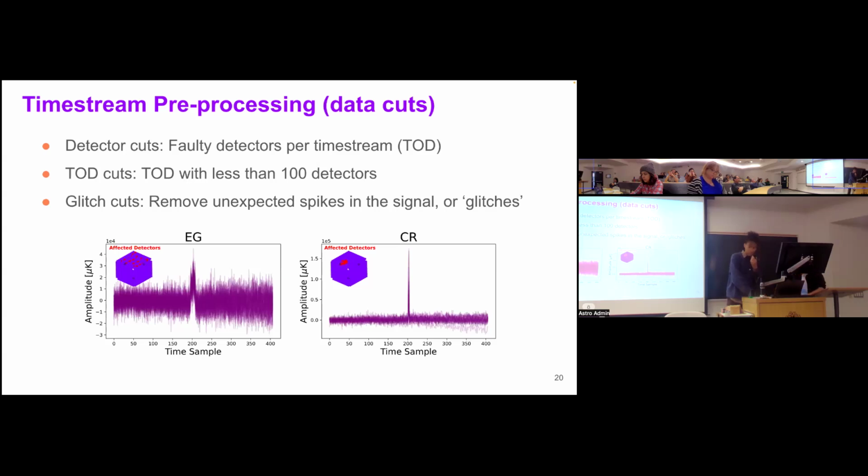Then finally, we have glitch cuts, which is what's the most relevant for our talk today. Basically, we remove unexpected spikes in the signal, which we can call glitches. To do that, we look at detectors that see a spike within 200 samples of each other and create these packages of data snippets, and these are removed from the TODs, or the timestreams.